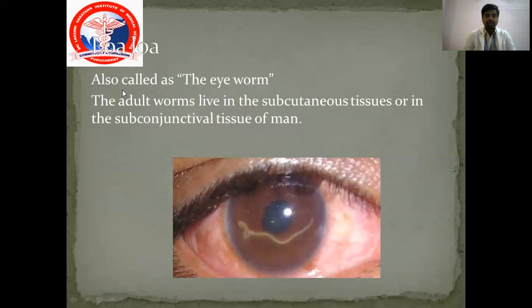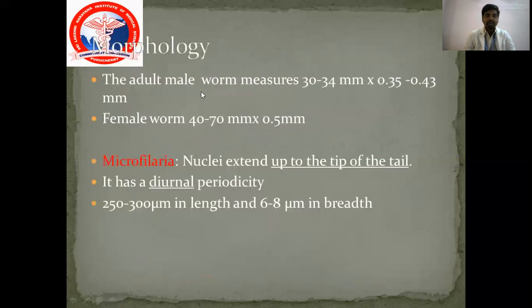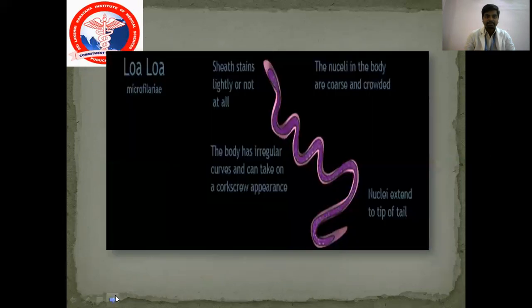Next, we're going to see the organism Loa loa, also called the eye worm. You can see inside the eye, you can see the worm. That is the eye worm. The adult worm lives in the subcutaneous tissue or subconjunctival tissue of man. Morphology: the male adult worm measures 30 to 40 millimeters, the female worm about 40 to 70 millimeters. Microfilaria nuclei extend up to the tip of the tail. It has diurnal periodicity, 250 to 300 micrometers in length and 6 to 8 micrometers in breadth.